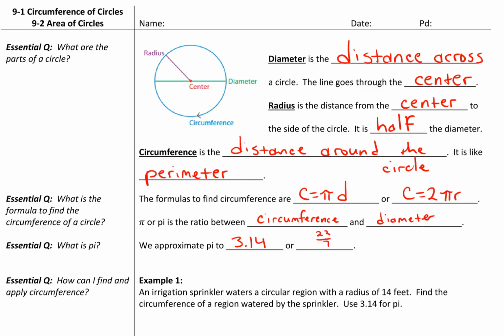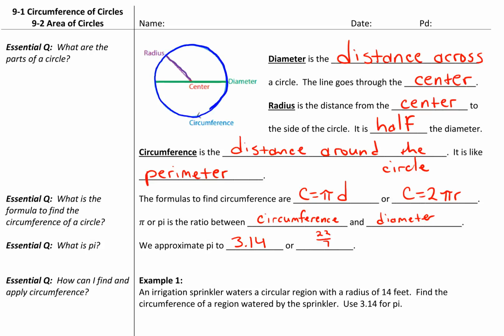Diameter is the distance across a circle. It is a line that goes through the center. It is this green line right here. Radius is the distance from the center to the side of the circle. It is half of the diameter, and it's that purple line there. Circumference is the distance around the circle. It's kind of like perimeter, and it's this blue line that makes a circle.